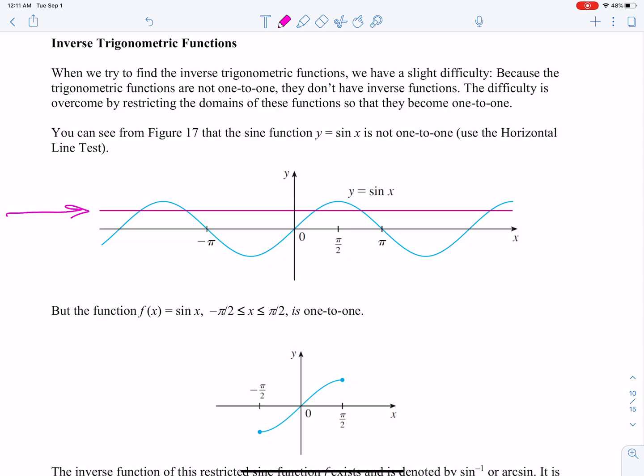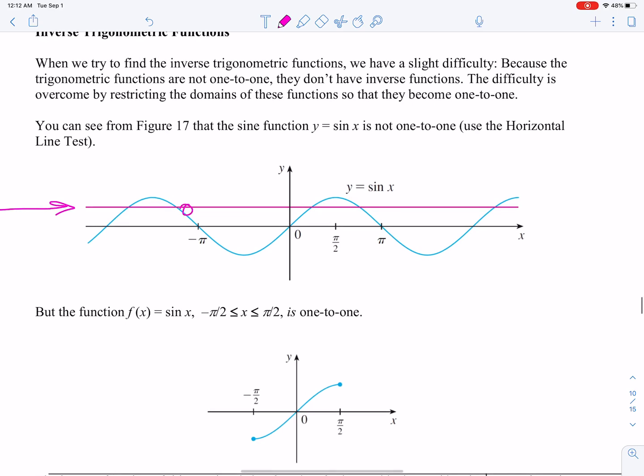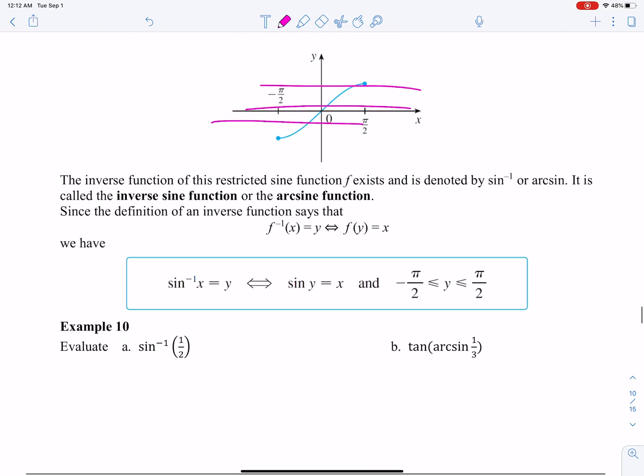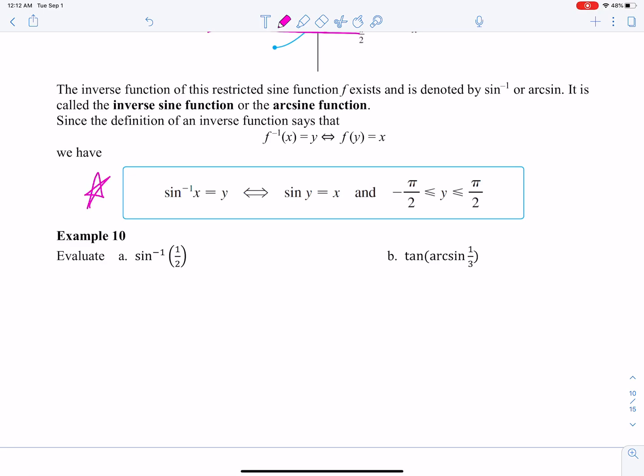All right, you can see from figure 17 here, the one I just pointed at, the sine function y equals sine x is not one-to-one. There's your horizontal line. We can see, it's going to cross the graph technically an infinite number of times, right? Okay. But if we restrict sine of x to the domain of negative pi over 2 to pi over 2, then this piece of sine is one-to-one, right? Doesn't matter where I put the horizontal line, it only hits the graph once, so it is one-to-one. All right, so this is something you should know.